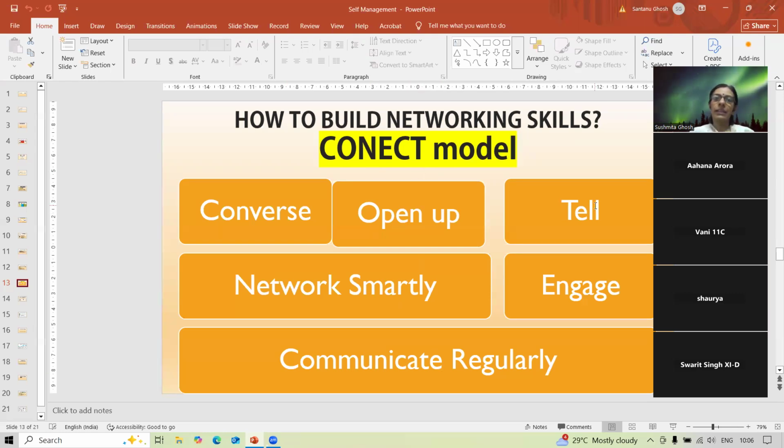Telling is telling your problems to the other person. You don't always assume that the other person will understand automatically. ऐसा नहीं होता. You have to tell them that this is what it is. Okay. So these words are self-explanatory as such. Conversation is something which is very, very important to build up networking. अगर आप बात ही नहीं करोगे तो कैसे होगा, है ना? It's very important that you talk.